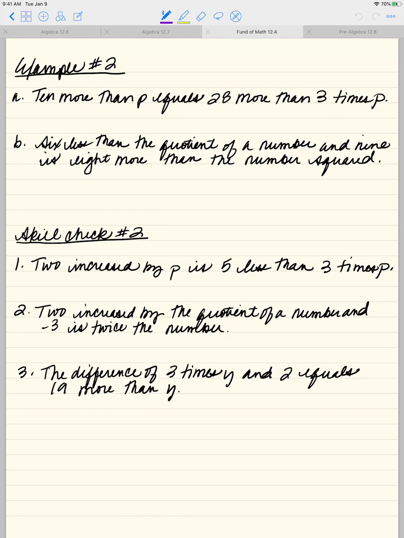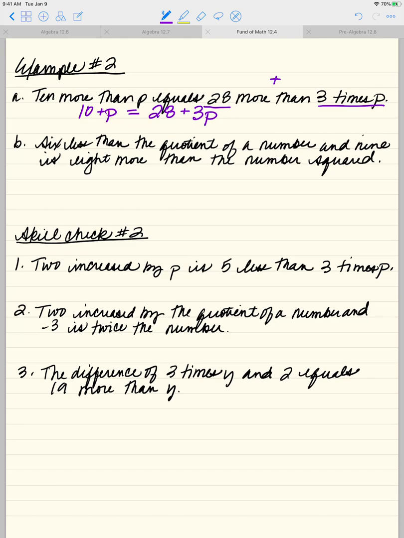So 10 more than P equals. So we know 10 more than P is on one side of the equal sign. So let's start there. 10 more than P, more than tells me addition. 10 plus P equals, then I have 28 more than 3 times P. So 28 more than tells me addition, and then 3 times P tells me multiplication. So what am I adding? I'm adding 28 to the product of 3 times P. So 28 plus 3 times P, 3P. And there we go.